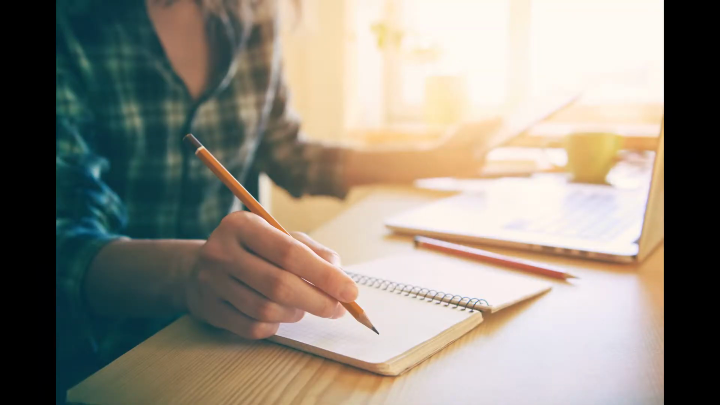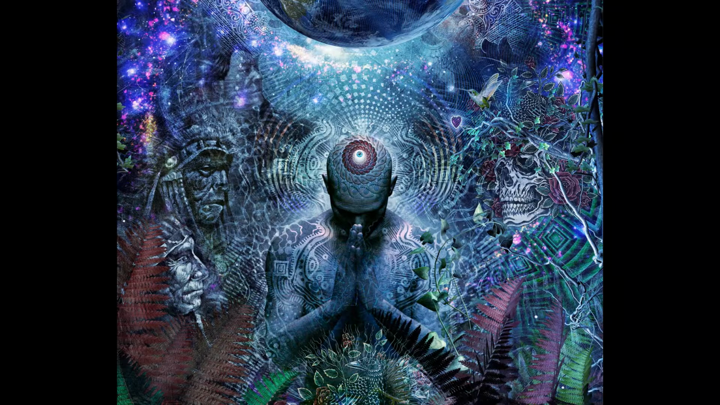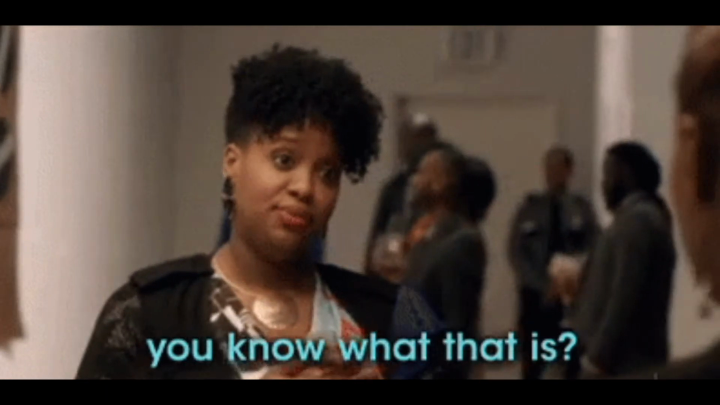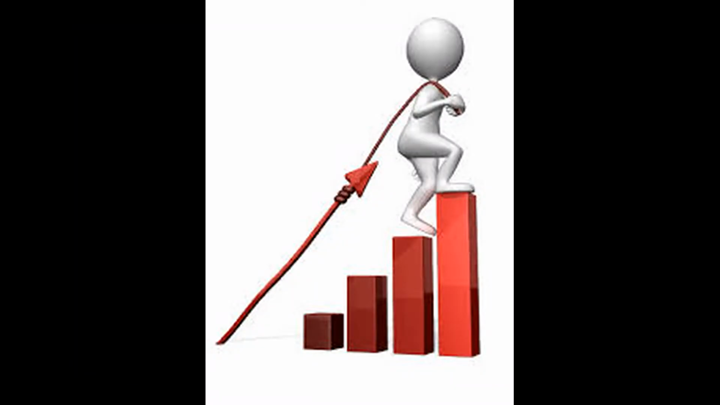Creative writing is any writing, fictional or not, that involves the writer's own ideas or imagination. This method is supported by authors, and here you have one short quotation of researchers using creative writing to improve writing in a 7th grade course. Tock and Kandemir applied 4 creative writing activities for a period of 4 weeks. The results showed that it improved students' disposition to writing and improved attitudes towards English a little bit.